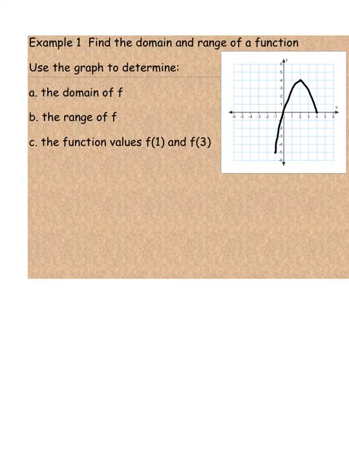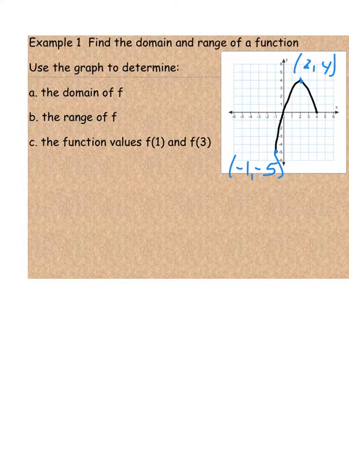Here we want to find the domain and range of a function. We're going to use the graph to the right to determine the domain of f, the range of f, and the function values f(1) and f(3). First we'll clarify the points on the graph that will help us. This point here has coordinates (-1, -5). This point right here is the point (2, 4).